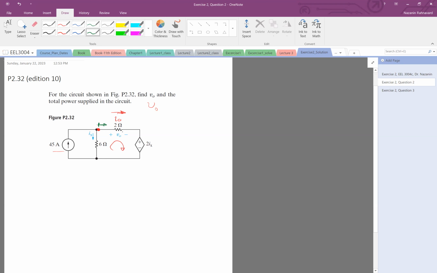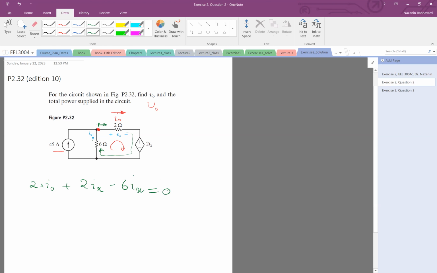So I see a resistor. Directly, I would put just 2 times IO, R times I, applying Ohm's law. And then I hit the plus again here. The value of this voltage is 2Ix. And then I'm going this way, and then I have to go here. So I see a 6 ohm, but because I'm going this way and the current is going that way, I have to put negative Ix, is equal to 0.